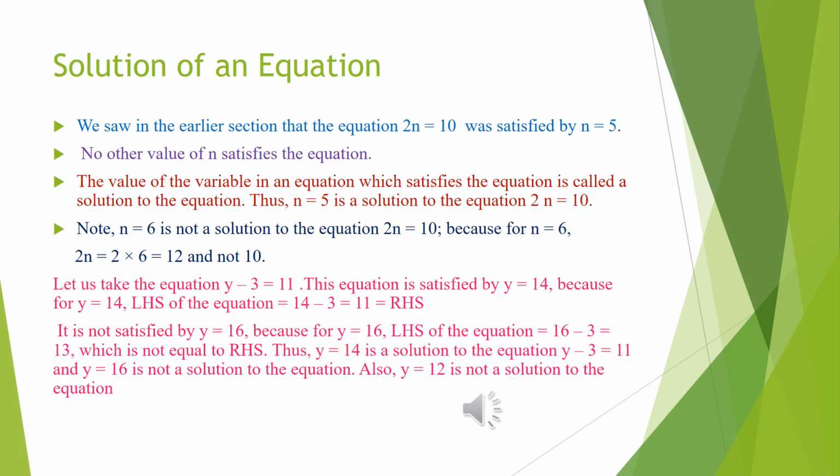Let us see our other example, which was y minus 3 equals to 11. This equation was satisfied when y was equals to 14 because 14 minus 3 equals to 11. Therefore, y equals to 14 is the solution of the equation y minus 3 equals to 11. The value was not satisfied for y is equals to 16 or y is equals to 18. Therefore, 16 and 18 are not the solution of the equation y minus 3 equals to 11. Therefore, only 14 minus 3 equals to 11. Therefore, 14 is the solution of the equation y minus 3 equals to 11. Hope you all understood what is the solution of an equation.